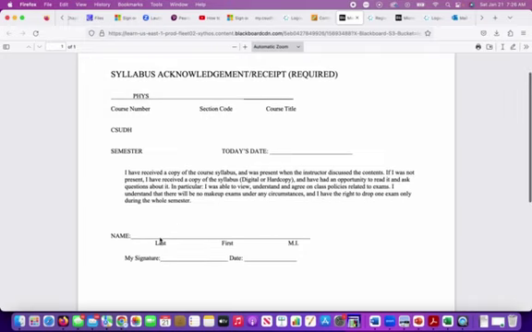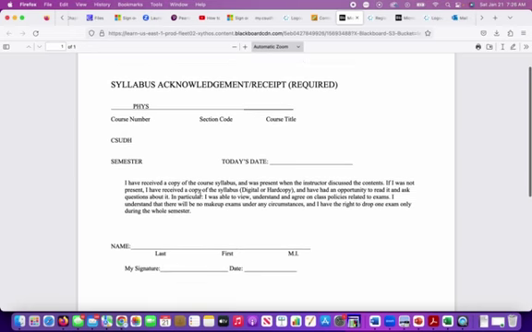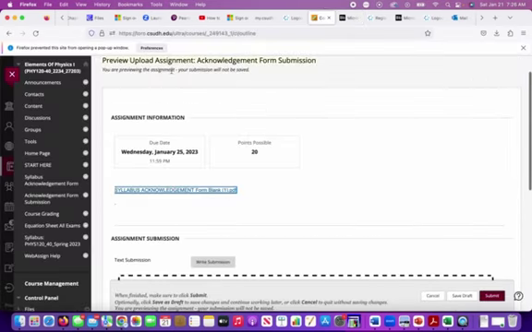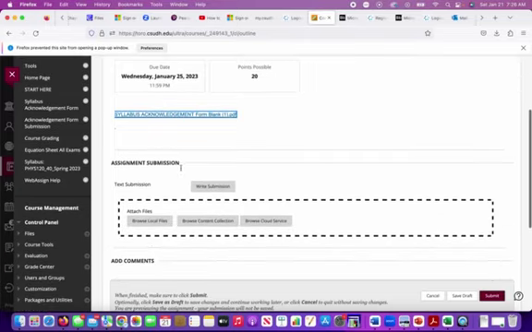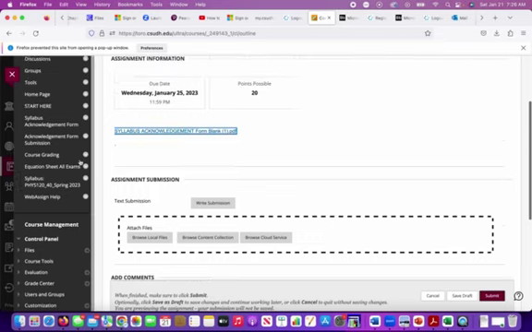You're going to write your last name, first name, sign, and date. And of course, after you are done, you're going to scan it. You are going to submit it here.